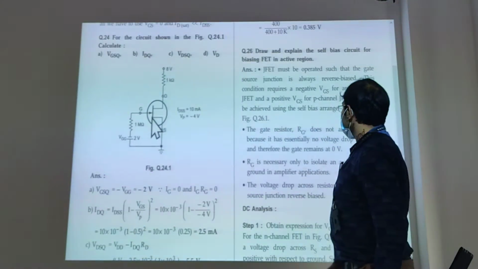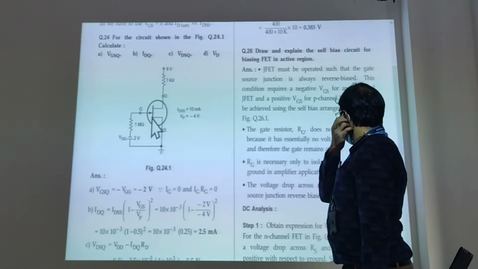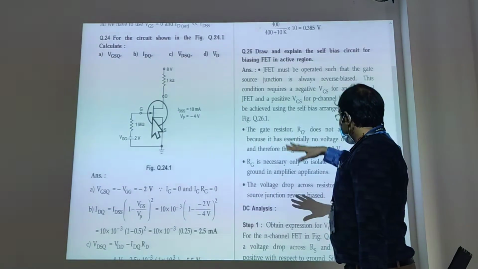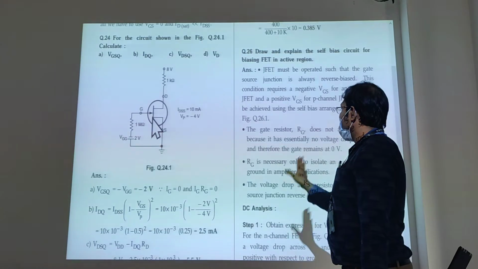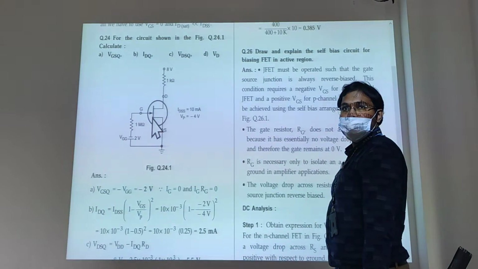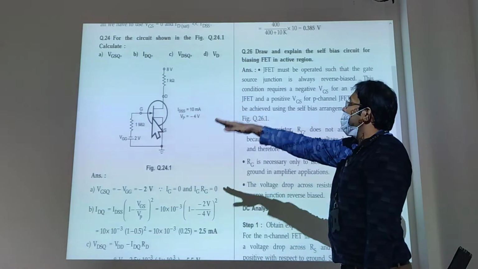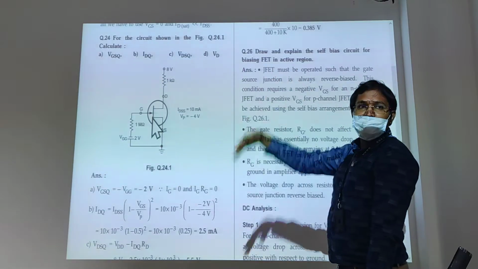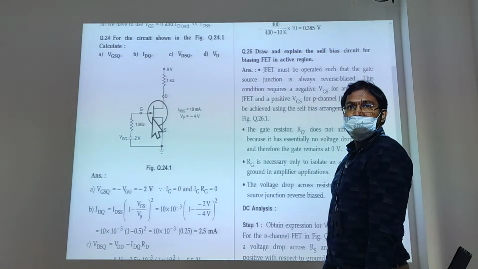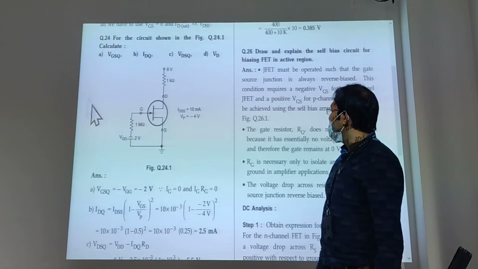The gate resistance RG does not affect the bias because it has essentially no voltage drop. Therefore, gate remains at 0 voltage. RG is necessary only to isolate an AC signal from ground in amplifier applications. Input will become 0. Input will not go to the transistor. Before reaching the transistor itself, it will go to ground. To avoid that only, we are using that RG. Clear?